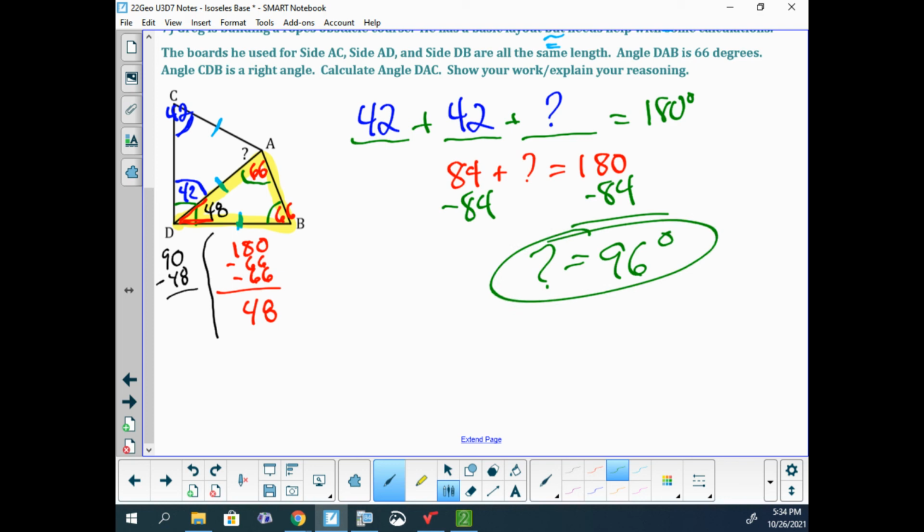Not quite 98 degrees, a great band, but 96, I'll take it. And there is our 3.0s for the isosceles base angle theorem.